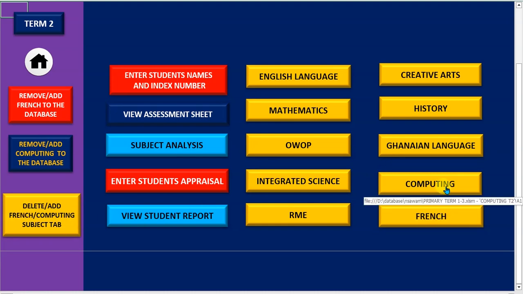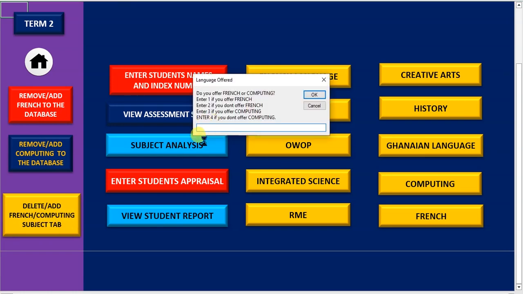Let's take one out of the system. So if you are using it for the lower primary and don't offer computing, just click on this button, delete or add French or computing subject tab. You click on that. A pop-up window appears. Do you offer French or computing? So enter 1 if you offer French. Enter 2 if you don't offer French. So if you don't offer French, let's enter 2.